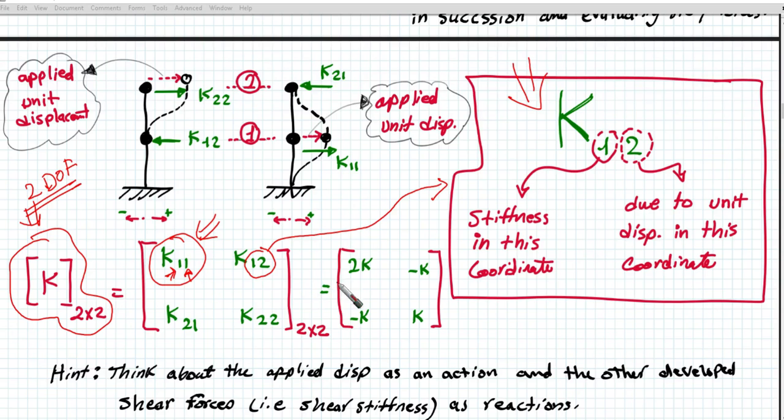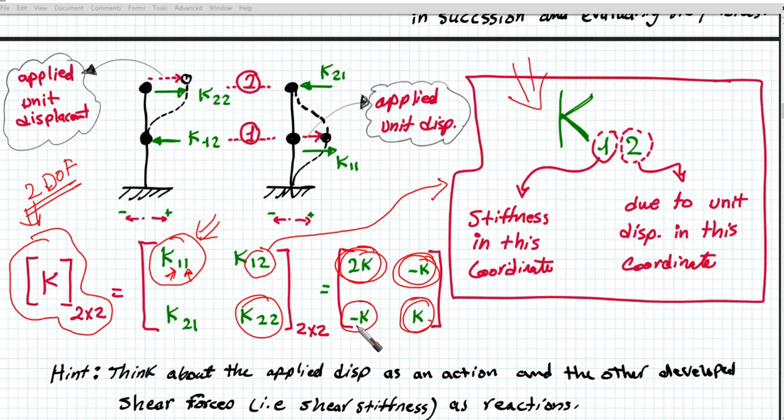Okay, then we are going to equate it. K11 is going to equal 2K here, and K12 is going to be minus K, and K21 is going to be minus K here, and K22 is going to be K. You might ask me from where we got this, how we can obtain 2K and minus K and K. Bear with me for 2 minutes and I'm going to return back to this and you're going to understand it fully.